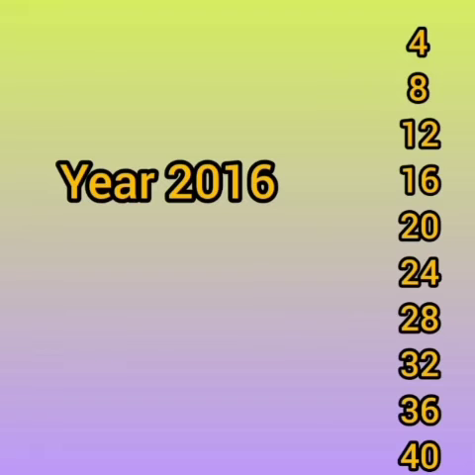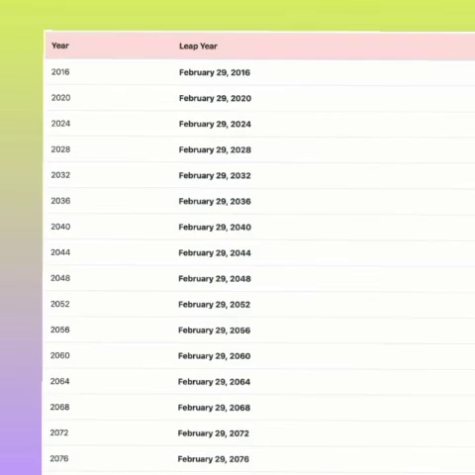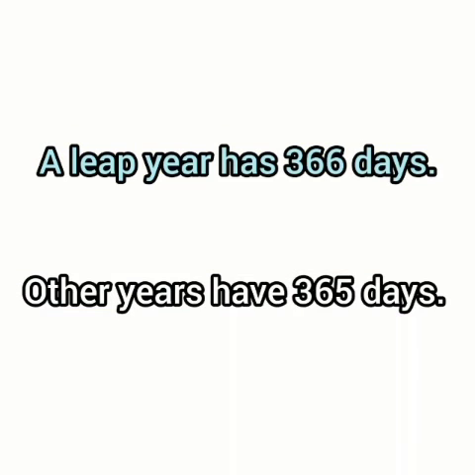Year 2016. Observe here unit place. 6 is not there in the table of 4. By observing the last 2 digits, you can easily recognize leap year. So 16 is divisible by 4. Year 2016 is also a leap year. Study and practice the list of this leap year. A leap year has 366 days. Other years have 365 days.